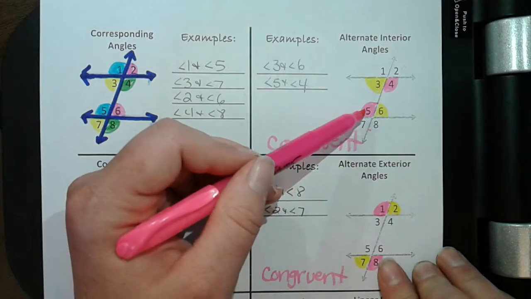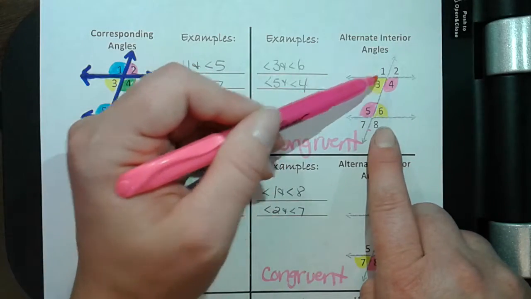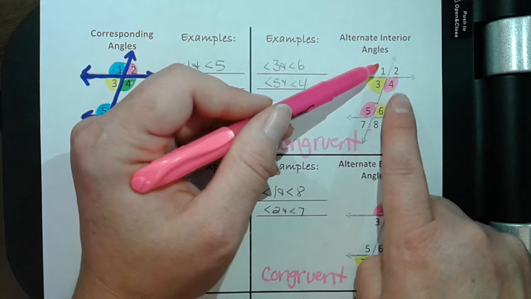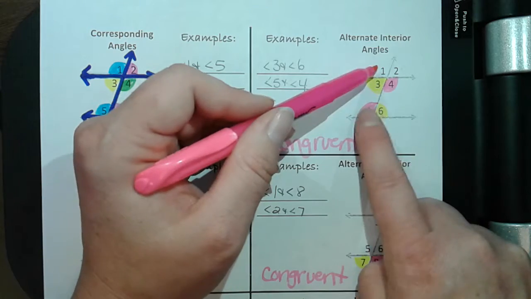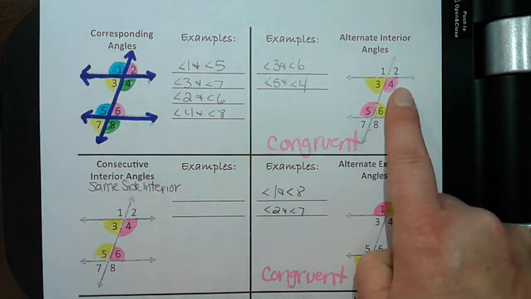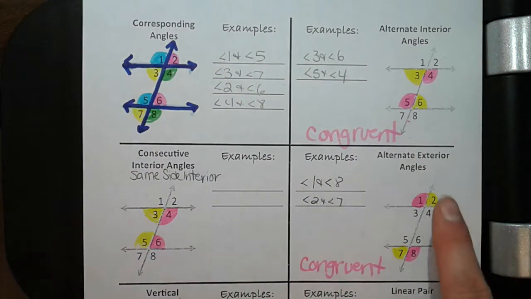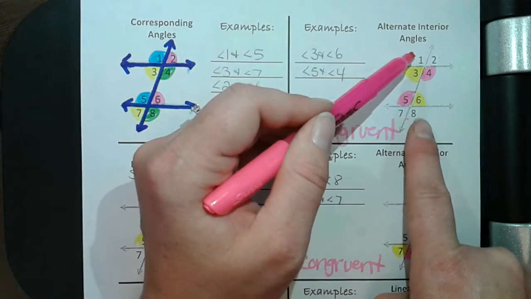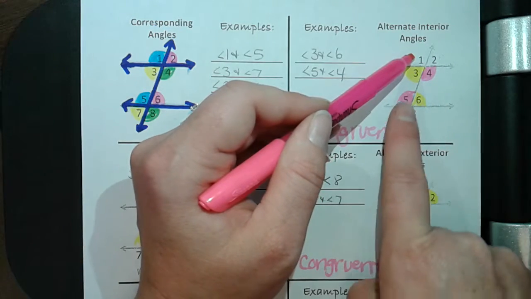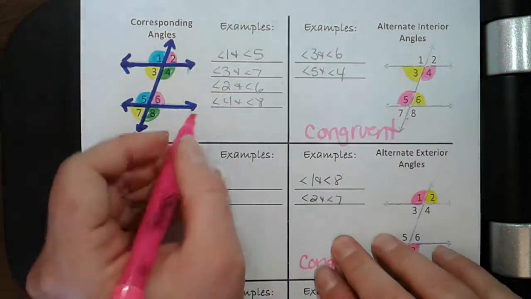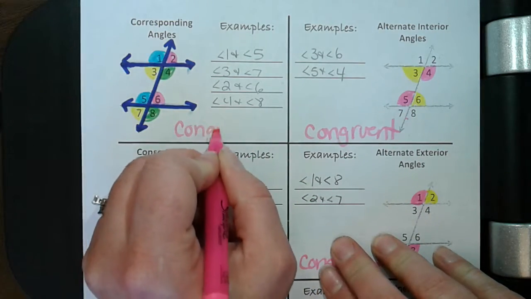Okay? So because these are equal and these are equal, that makes 5 and 1 equal. And because 4 and 1 are equal, and 5 and 1 are equal, we know 5 and 4 are equal. All right, corresponding angles, we just talked about how this can work, right? If 8 and 1 are equal, then 5 and 1 are equal. Well, 5 and 1 are corresponding angles, so these are congruent.